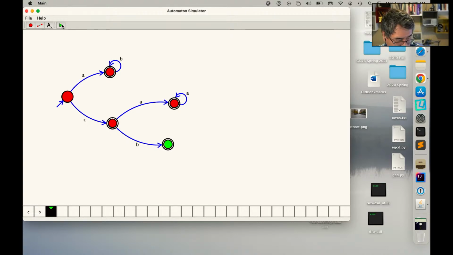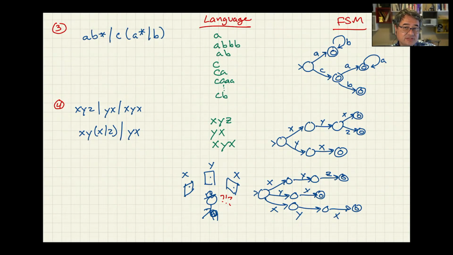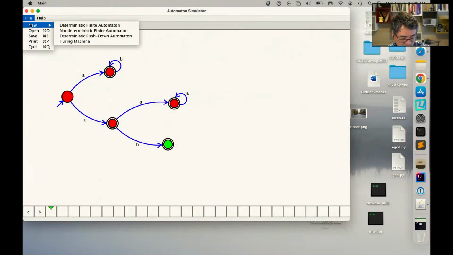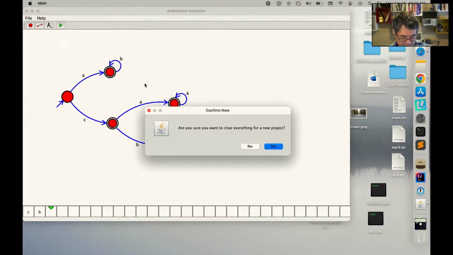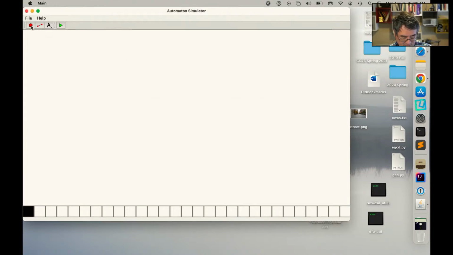Now what about the one on the bottom? This is not a deterministic finite state automaton. This is a non-deterministic one. So let's see if we can draw this one. We got one initial, and then 3 follow-ons, and then 3 more follow-ons, and then 2 more follow-ons from there.